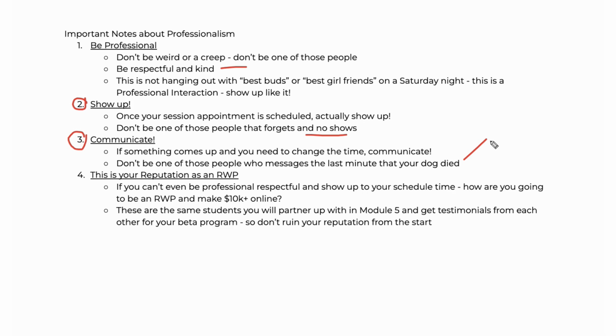It's very important. Number 4, this is your reputation as an RWP. If you can't even be professional and respectful and show up to your scheduled time, how are you going to make $10,000 plus per month online as an RWP, right? On top of that, these are the same students that you are going to partner up with again in module 5, and you're going to exchange testimonials based off of your beta programs, okay? So you don't want to ruin your reputation from the very start. Those are some key points when it comes to professionalism, specifically inside of this step when we talk about the DM conversation, okay?